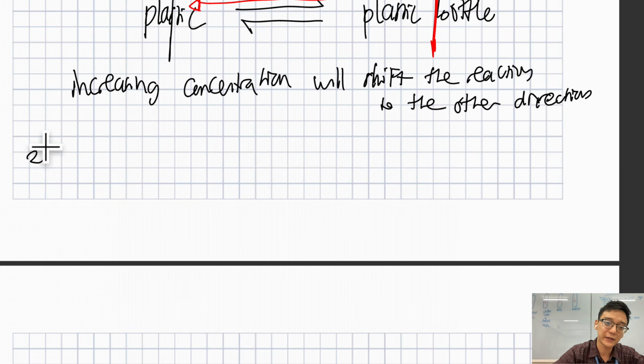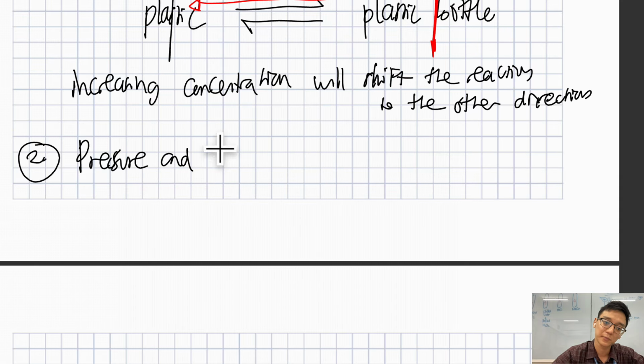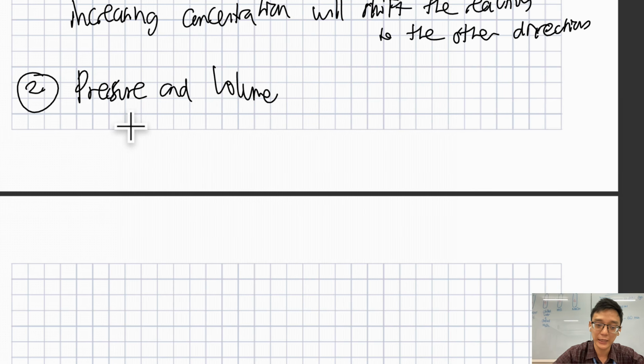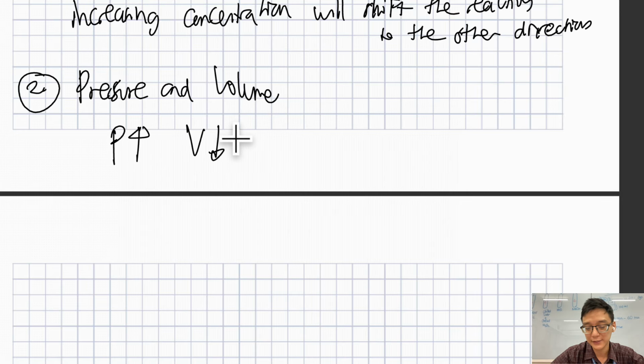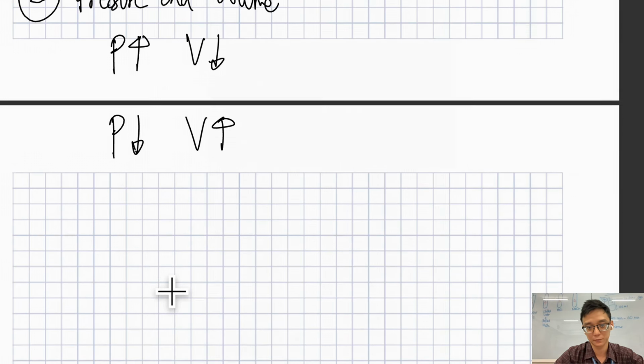So the second factor is actually pressure and volume, but they are very deeply correlated. If you increase the pressure, then the volume will be lower, right? Imagine a balloon. If you press a balloon with more pressure, then the volume of the balloon will become smaller. But if you let go of the balloon, then the volume will grow.